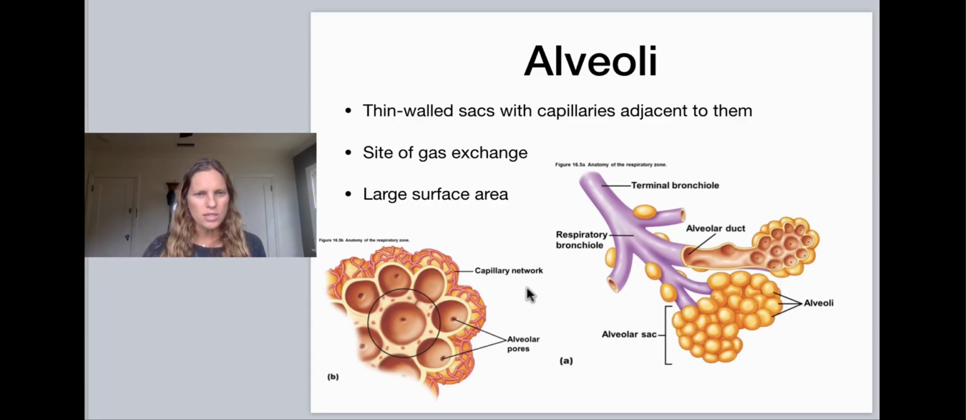You notice in here there are pores called alveolar pores in between the alveoli. What that allows for is air to move from alveoli to alveoli. It's kind of like, sometimes in hotel rooms, there's a door between two hotel rooms.